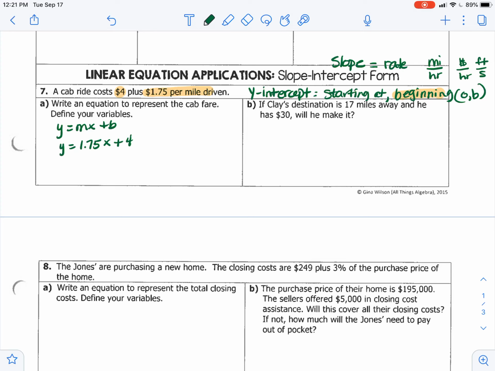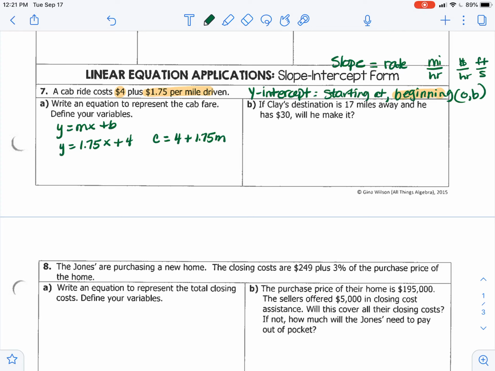Now, the other thing too, especially as we progress through these, I would really like, if possible, to use variables that pertain to the problem. So in this case, we might say the cost is $4 plus $1.75 for every mile, okay? Now, that's another way, and again, you flip it around. Yeah, it's not in slope-intercept form, but I just wanted you to see what I'm talking about.